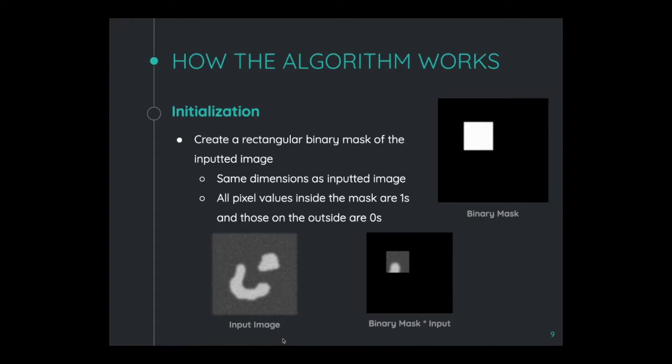Now, how the algorithm works. The process can be broken down into three main components: initialization, curve evolution, and user interaction. First, the algorithm creates a rectangular binary mask of the inputted image. This mask has the same dimensions as the input image and creates a rectangle on top of the image that only contains 0 and 1 pixel values, making it black and white.